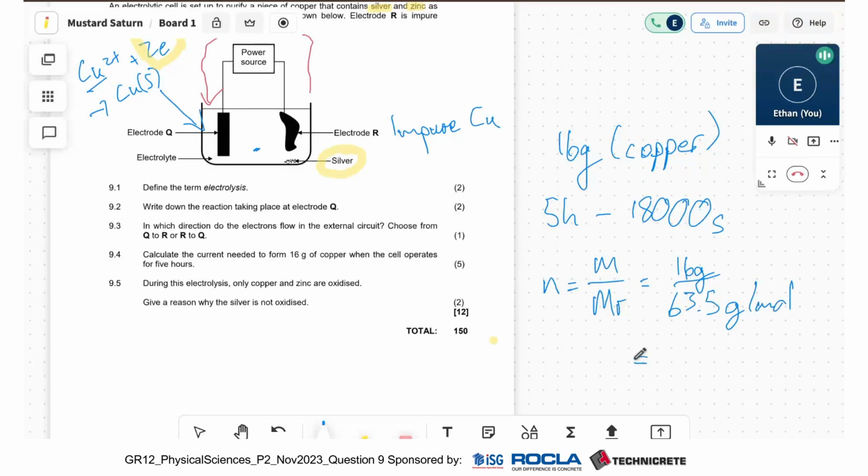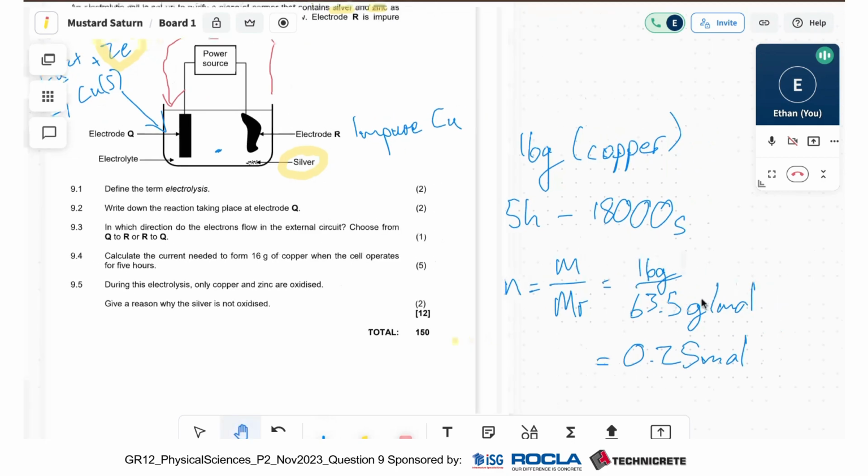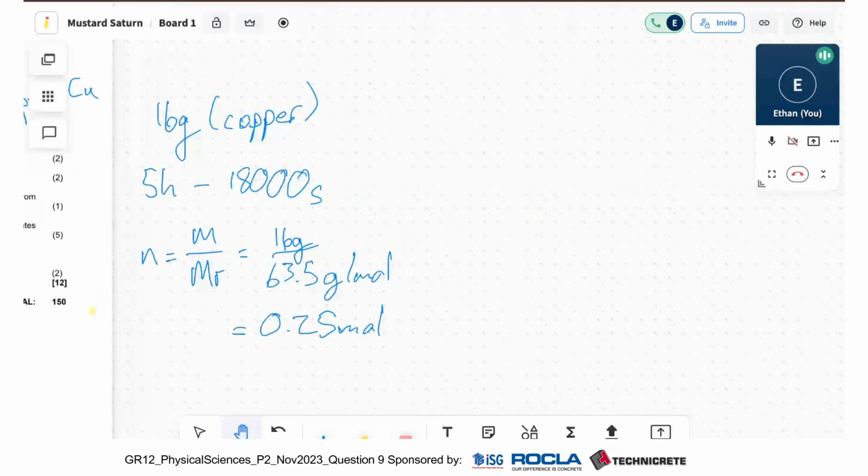And this will give us roughly 0.25 moles. Okay, so that's the first step. Next, we need to figure out the number of atoms of copper. So to figure out the number of atoms, we're going to use the simple equation.